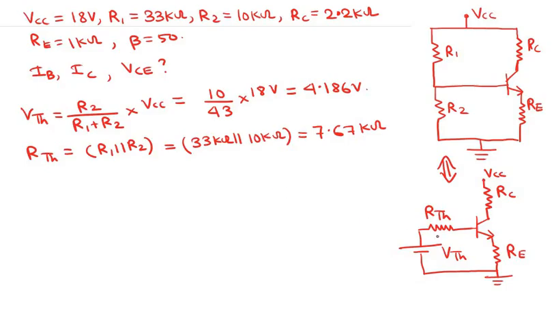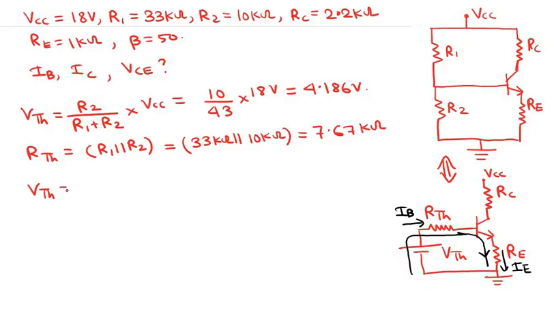Now we need to calculate the base current. So again, as before, we use Kirchhoff's voltage law in this loop, starting from ground, then through this resistor RTH, then through the base to emitter junction, and then through this resistor RE. Note that the base current IB flows through this resistor RTH, but the emitter current flows through this resistor RE. So let us write this equation of Kirchhoff's voltage law.